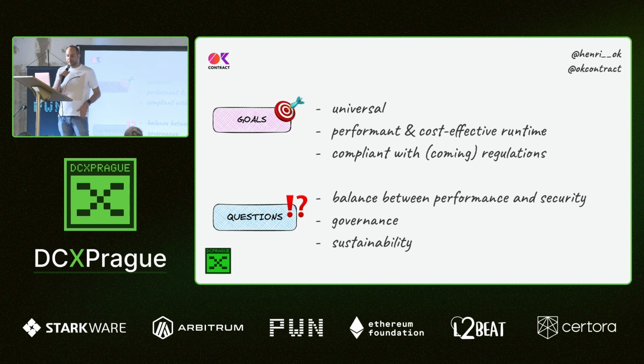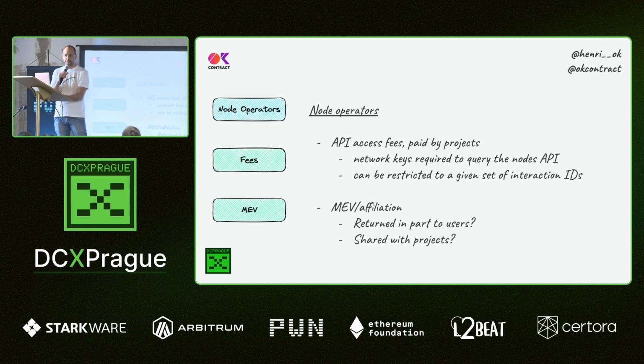The question we have is how to balance performance and security, because we can always be more secure, but it has a cost. And also the governance of the decentralized network. So there's a lot of things that we're thinking of, and if you have ideas or collaborations, I'm happy to talk. And of course, the sustainability of the ecosystem.